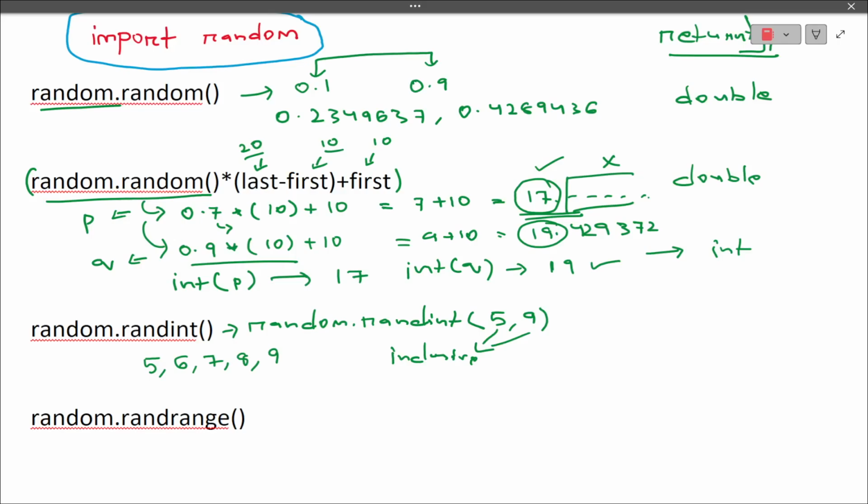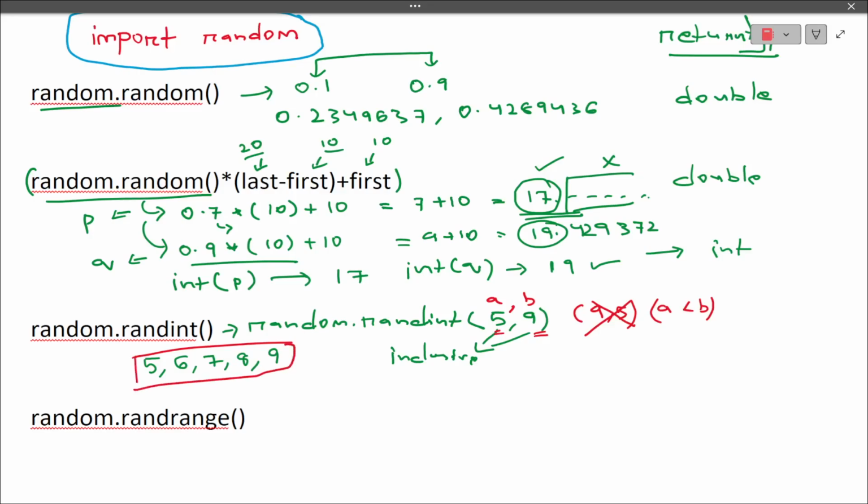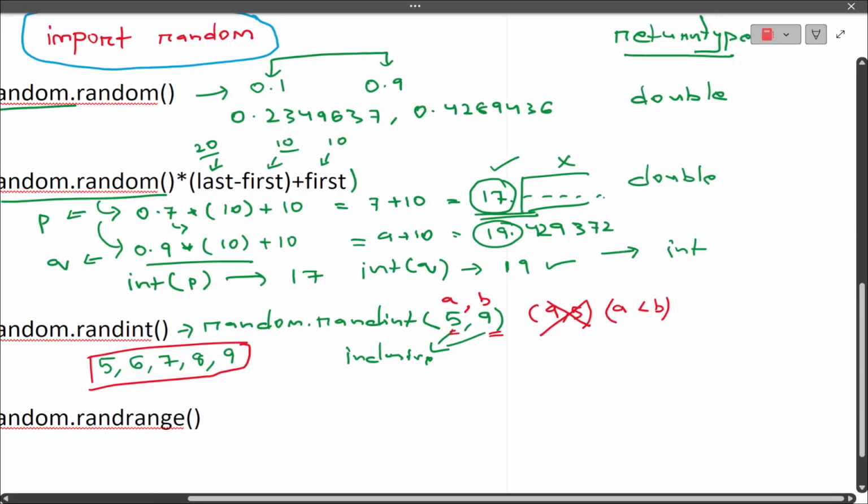And do remember, you cannot alter this, you cannot write like this. Most of the students make this particular mistake. 9 comma 5, no. Suppose this is A and this is B, every time your A should be lesser than B, because it will think I will start from here and stop here. So do remember this. This is the magical part of using random.randint. So what is the return type? Easily you can understand the return type from this. Every time it is an integer. Did you get this?